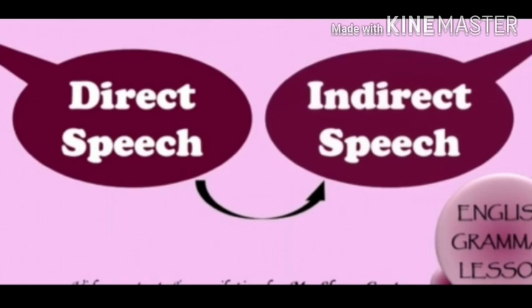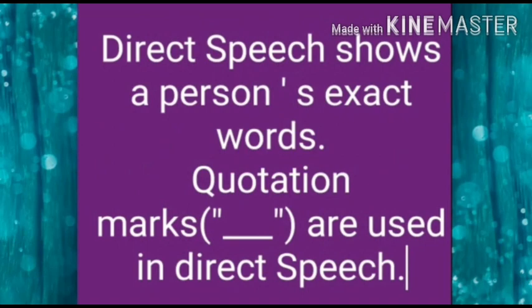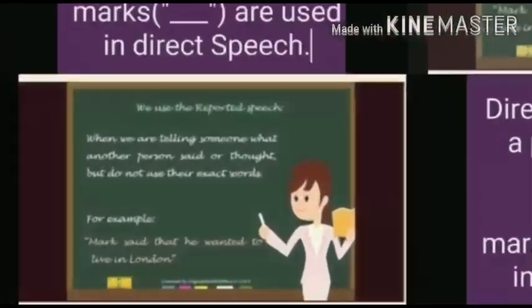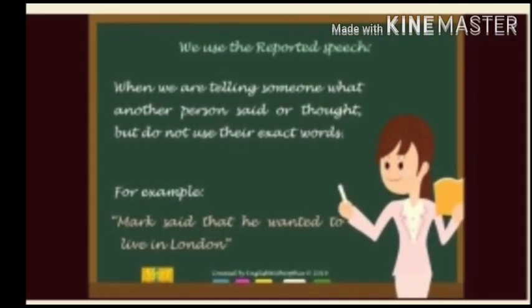Well, there are two ways to report what someone says. The first one, the direct speech. In the direct speech, we show a person's exact words. Quotation marks are used in this speech. Another one, the indirect speech. It is also known as reported speech.